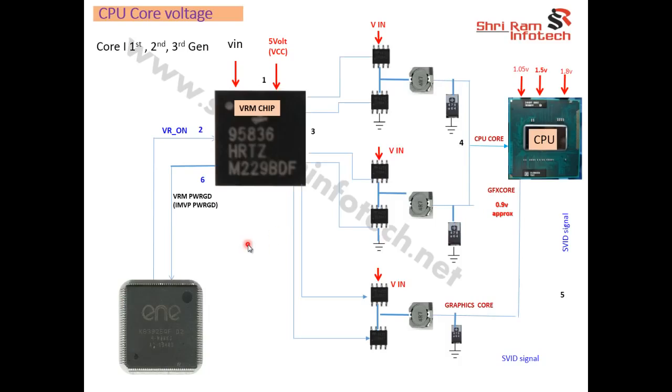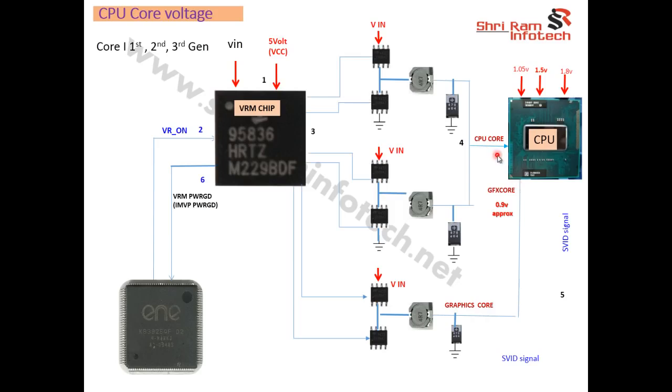Hi friends, today we are going to learn the VRM section of the laptop, that's also called the CPU core voltages. Here we can see the concept of how the CPU gets its power. This one is the CPU, and this entire section is called the VRM section or the CPU core section, which generates the CPU core voltage and the graphics core voltage, because the graphics chip is also inside the processor.